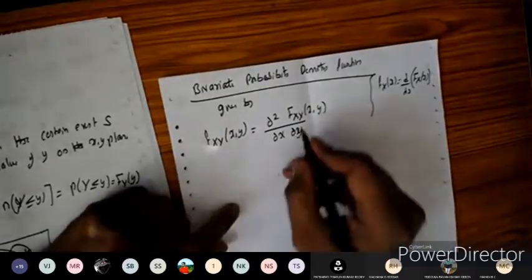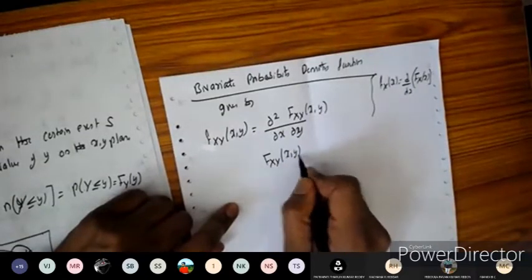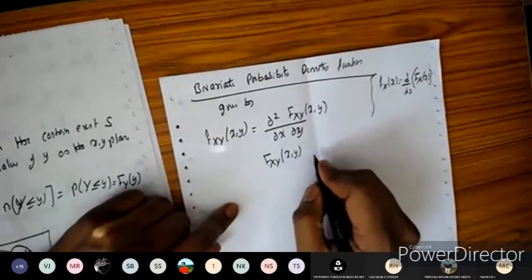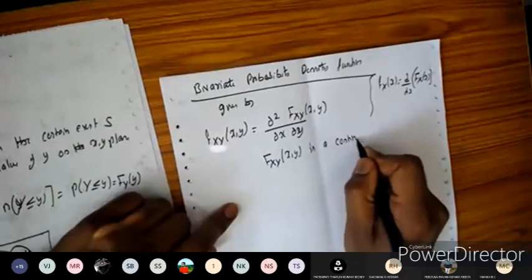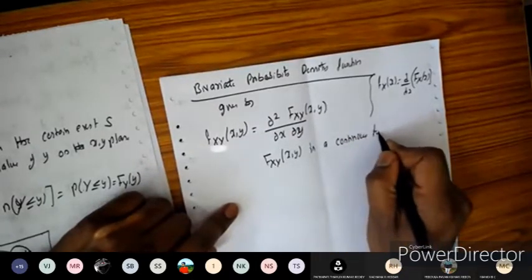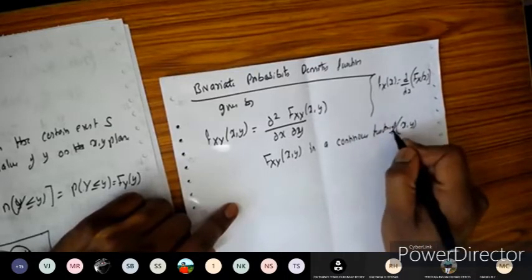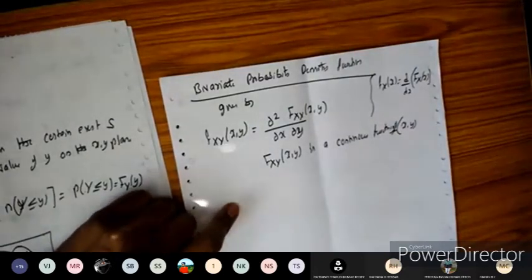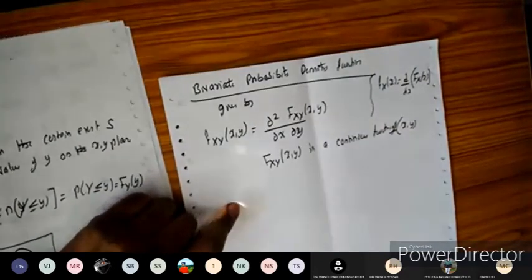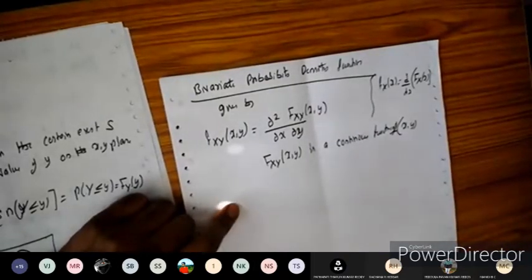Here we are going to assume that fxy of x comma y is a continuous function of x and y. It has been assumed here. It's a continuous function of x and y.